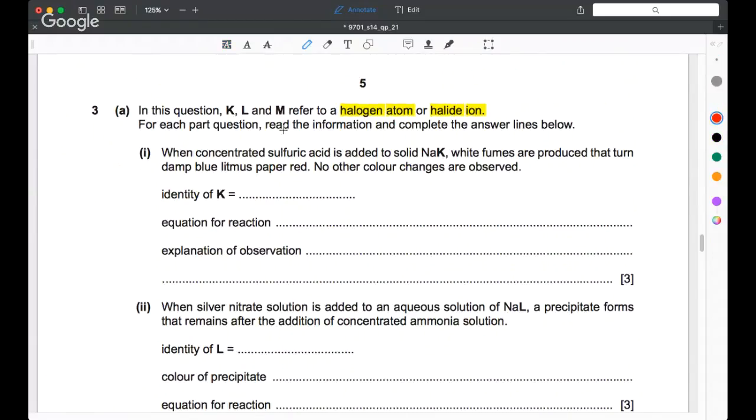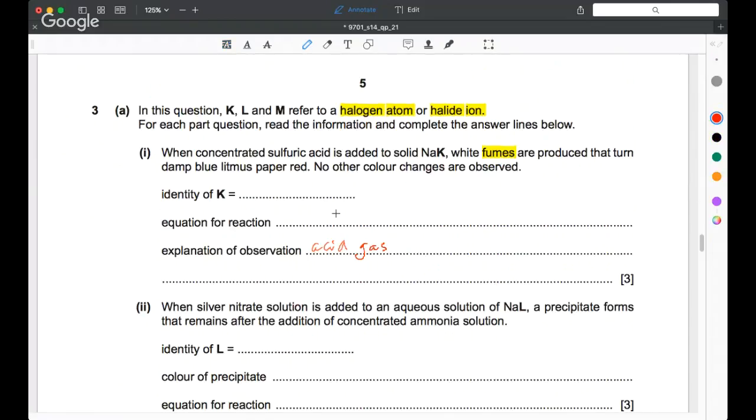Now, we've got these substances here. We don't know what they are. They're either halogen atoms or halide ions. We know that. And we're adding sulfuric acid to NaK. And that's going to produce white fumes that turn blue litmus paper red. Well, if the blue litmus paper is being turned red, then that means an acid is present. And it says here we've got fumes, okay, so there's an acid gas.